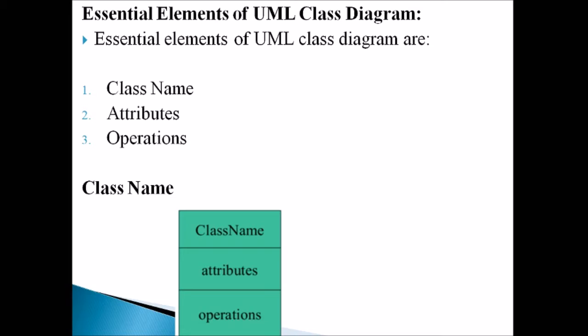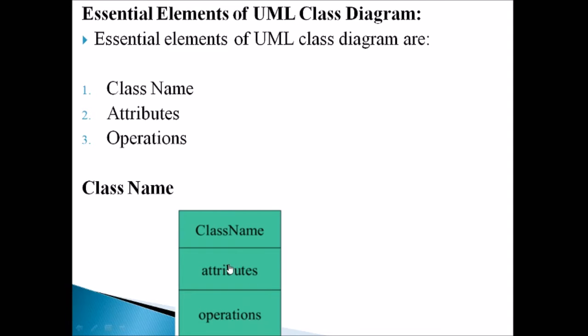Next, let us see some essential elements of UML class diagram. You might have already drawn the UML diagram for any object-oriented programming language, where we may use three boxes. The first box will have the class name, the second box will have class members, and the third box will have the methods. That is what the UML class diagram is. Here let us see in detail. The essential elements of UML class diagram are class name, attributes, and operations. So these three are the essential elements which are going to be used in UML class diagram.